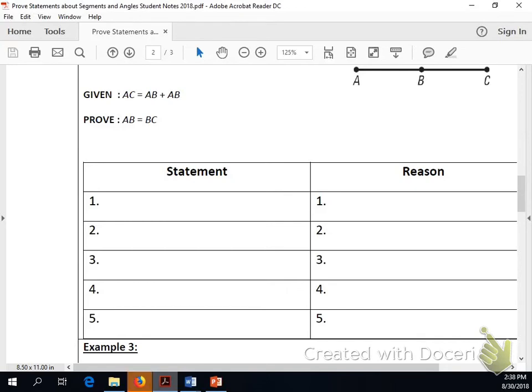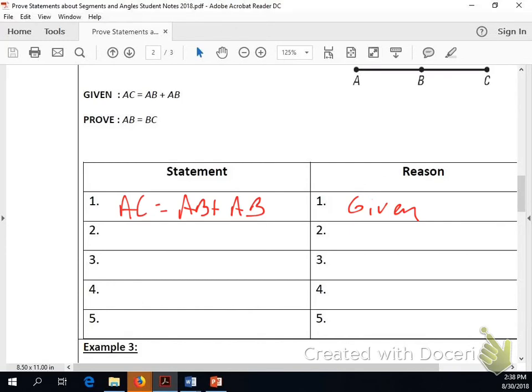Quick, because we're kind of getting all stuck at the same spot. That's okay. All right? So, we get in our given here. Right? So, AC is equal to AB plus AB. That was given. Right? Next.